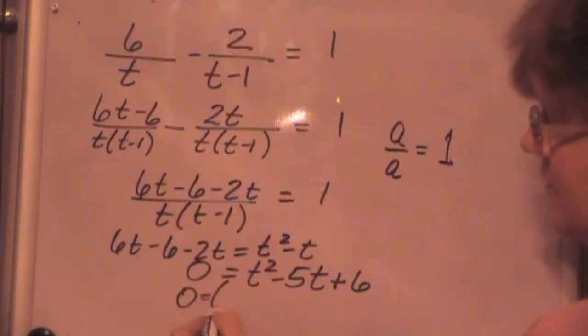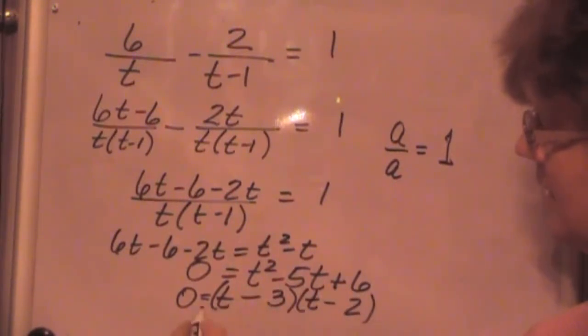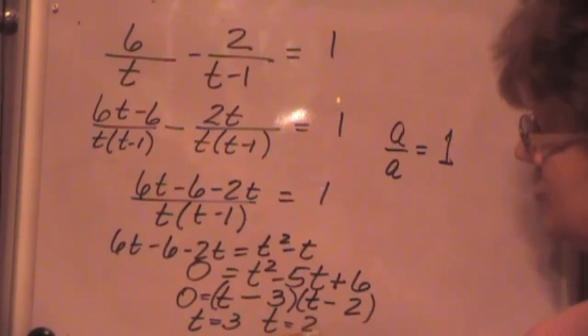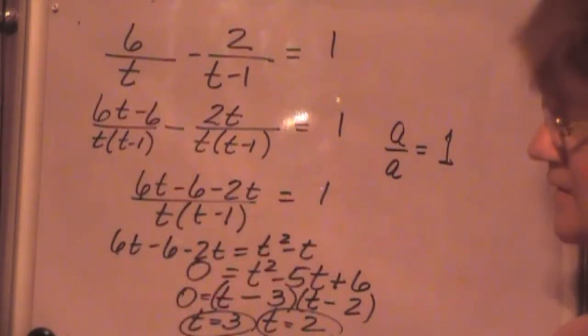Now I factor this into t minus 2 and t minus 3, and they both have to be negative, so my answer is t is equal to 3 or t is equal to 2. Now I take both of these answers and I check them in the original problem and make sure that that makes sense.